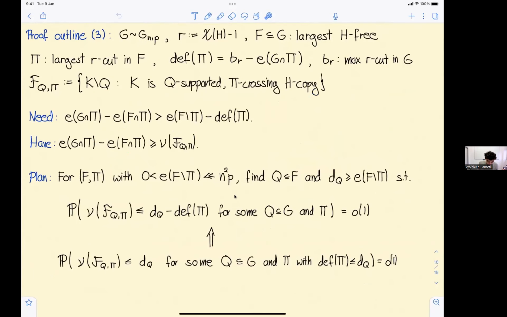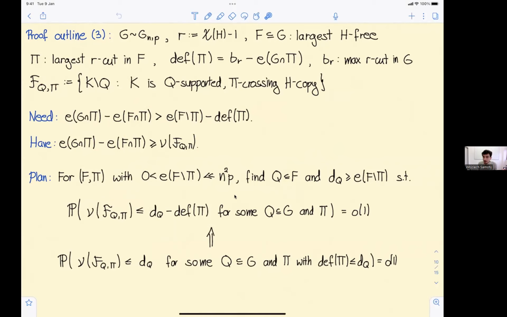So again, let me repeat the definitions here. F_Q,pi is the set of blue edges of all the Q-supported pi-crossing copies of H, where Q and pi are my parameters. What we need to get a contradiction that will prove our theorem is to lower bound the number of edges of G crossing pi minus the number of edges of F crossing pi by this quantity, the number of edges of F that stay in the partition minus the deficit. And what we do have is a lower bound on the left-hand side in terms of the matching number.